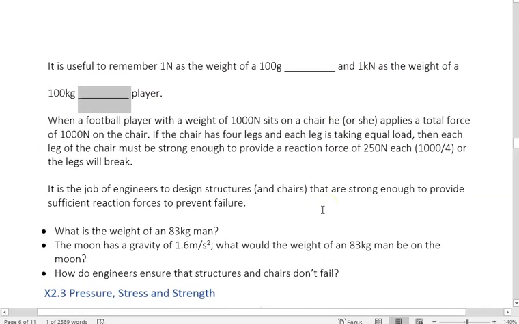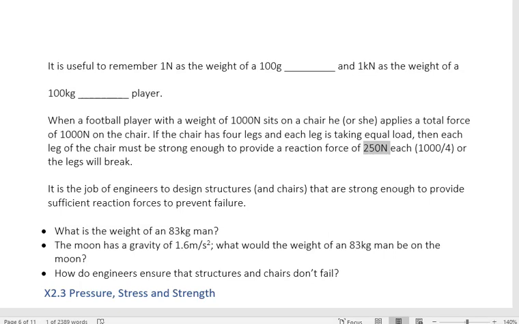Okay, I think I can get to this before the bell goes. When a football player with a weight of 1,000 newtons sits on a chair, he or she applies a total force of 1,000 newtons on the chair. If the chair has four legs, you divide that force by four, and you get 250 newtons per leg. If the leg isn't strong enough to provide a reaction force of 250 newtons, the chair will break. It is the job of engineers to design structures and chairs that are strong enough to provide sufficient reaction force to prevent failure.